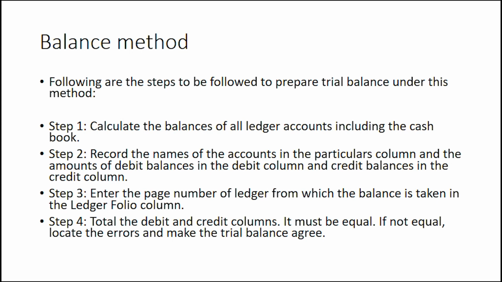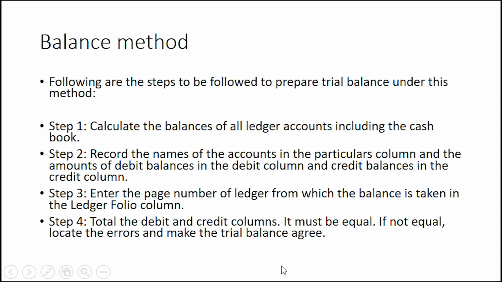Now how do we prepare the balance method? First, calculate the balances of all ledger accounts including the cash book. Record the names of the accounts in a particular column and the amount of debit balances in the debit column and credit balances in the credit column. Enter the page number and then debit and credit columns are totaled. Their sum should be equal. If they're not equal, that means some errors are there, and then you need to find out those errors, locate those errors, and then again trial balance has to be prepared.